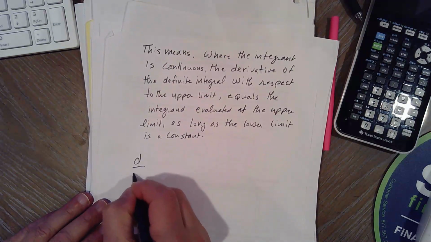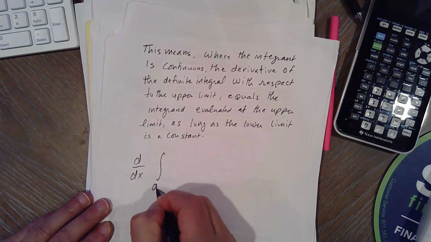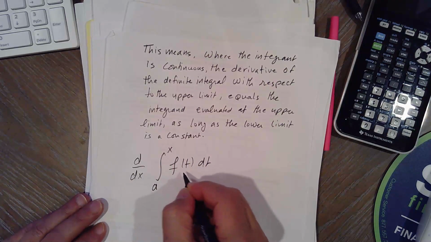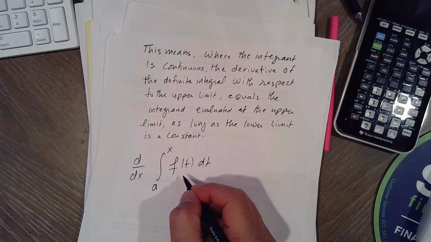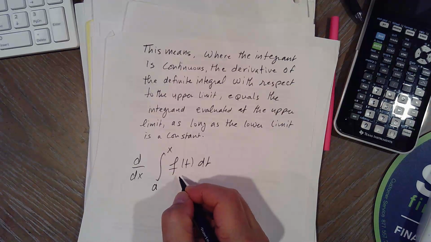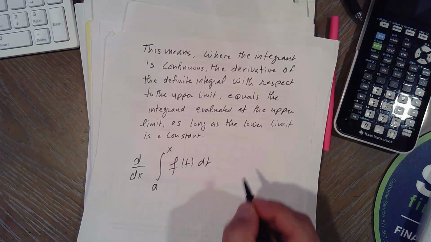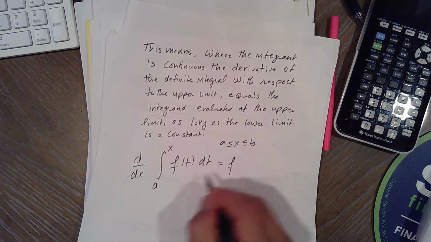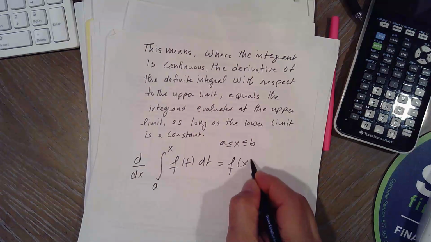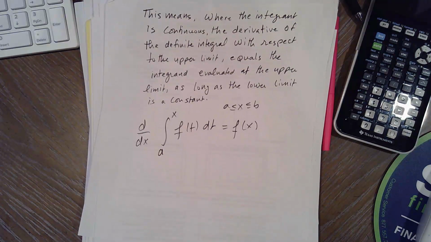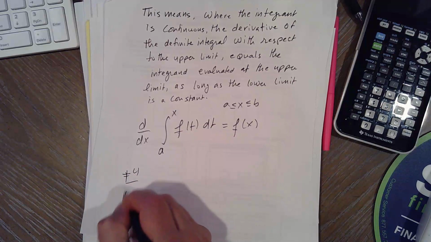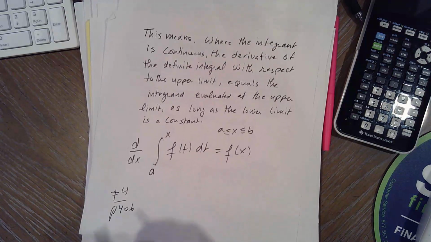So the derivative of the definite integral from a constant to x of f of t dt, as long as the function is continuous over the closed interval [a, b] and differentiable over the open interval (a, b) where x is between a and b, equals the value of the integrand at the upper limit. That's the first fundamental theorem of calculus.